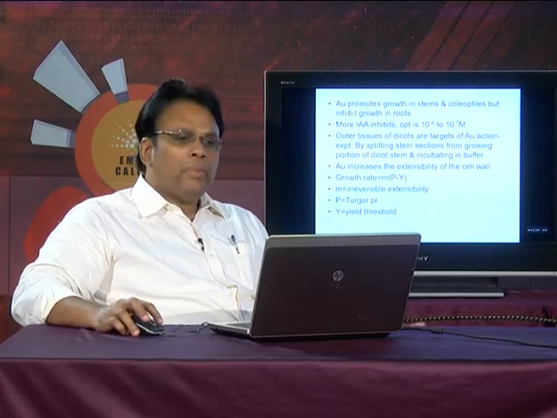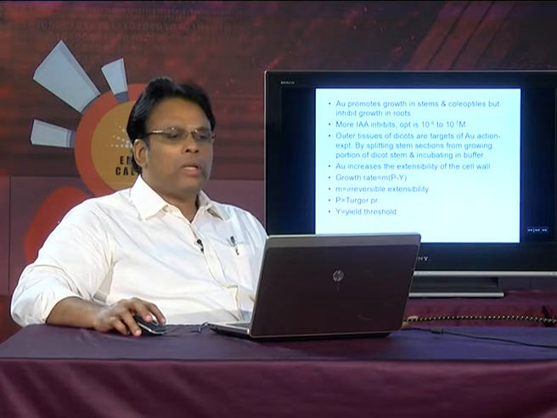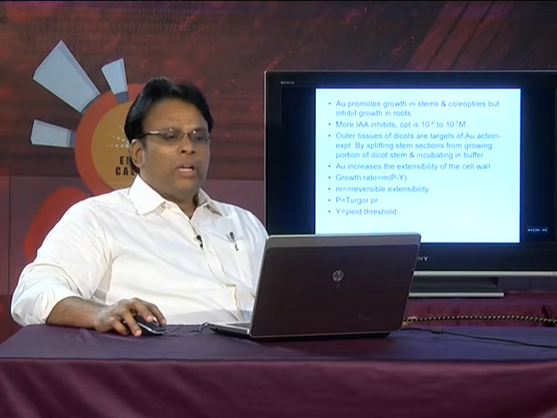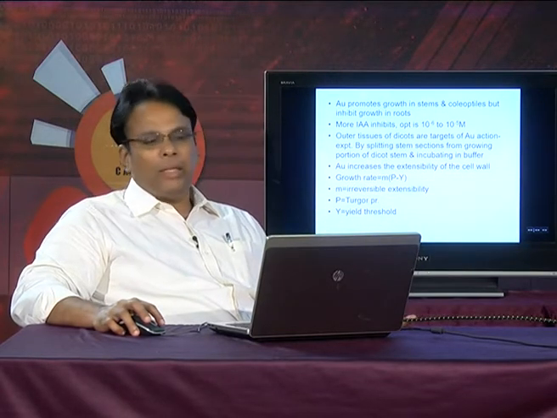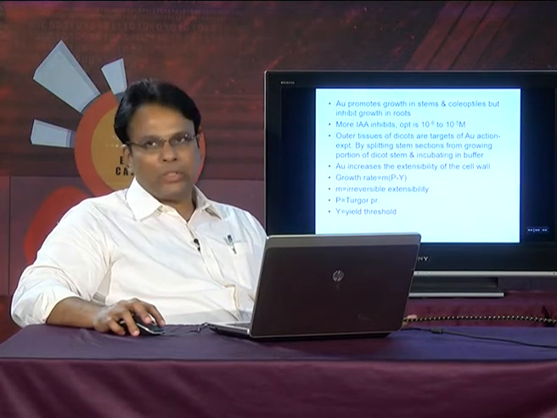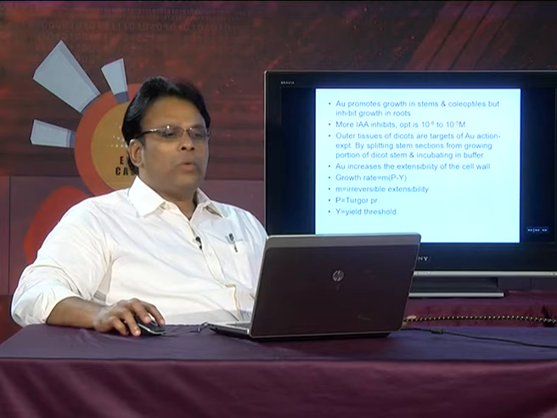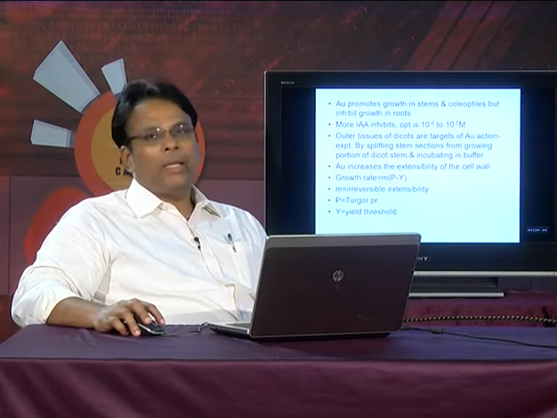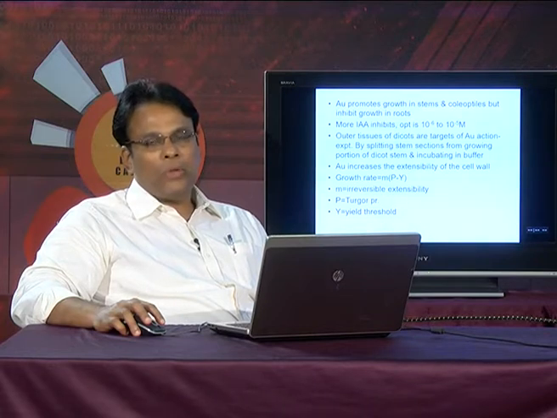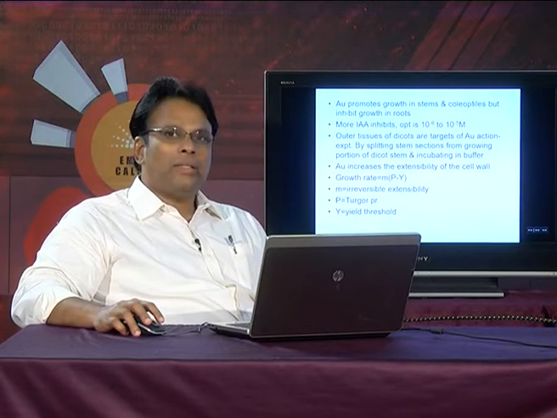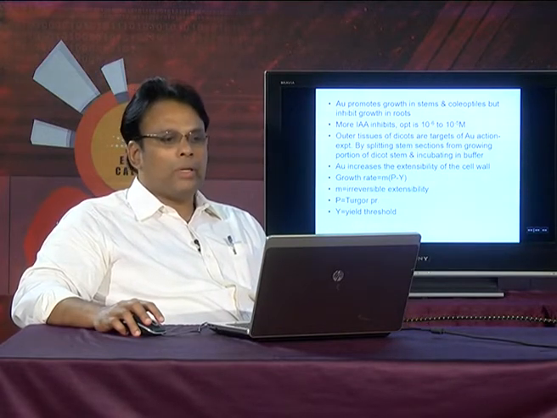And here you can see a simple equation is being displayed. Growth rate is equal to m into p minus y. Here m is the irreversible extensibility, p is the turgor pressure and y is the yield threshold. So, based on this calculation you can assess the growth rate. When you apply auxin, what growth rate is taking place in the shoot can be assessed from this simple equation.